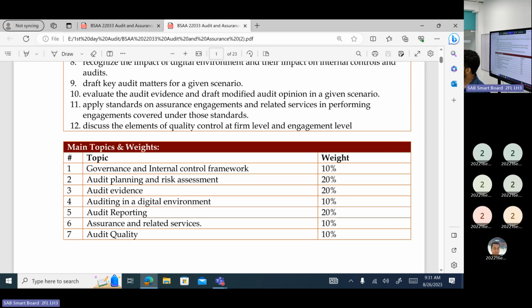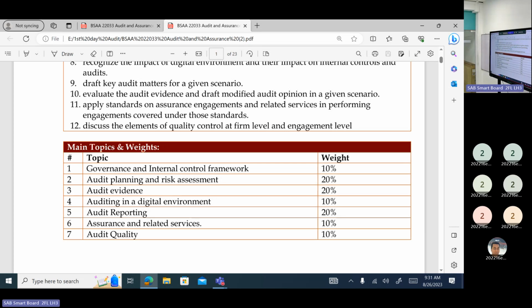Audit is also assurance. Assurance is a large concept. Audit is also part of assurance. Through auditing, we are giving assurance. More than audits, we have some other engagements to give assurance. Audit is the common assurance engagement we are doing.